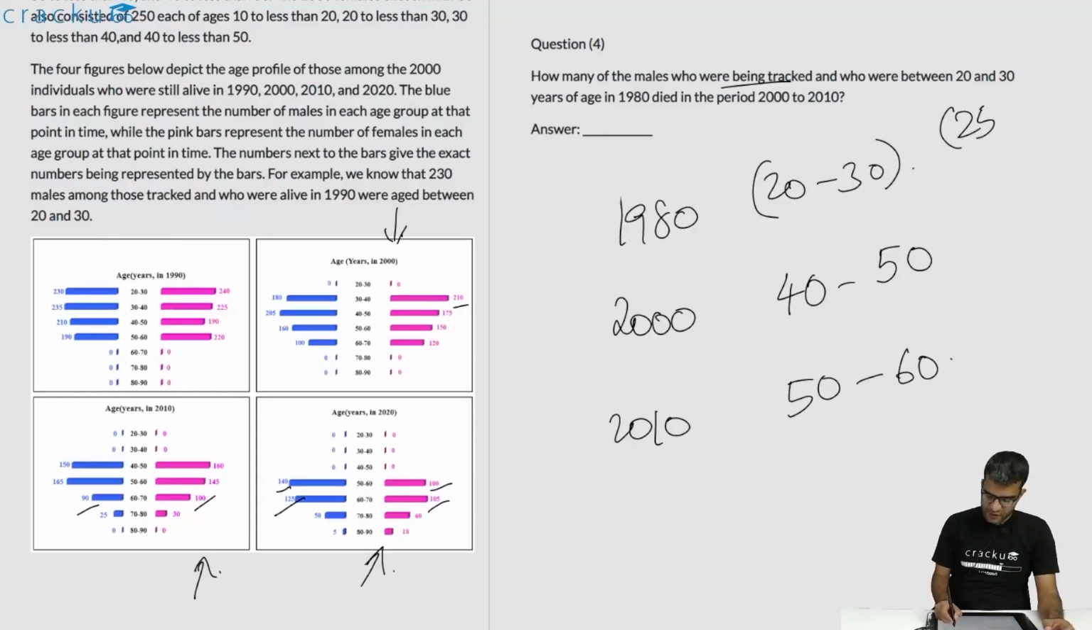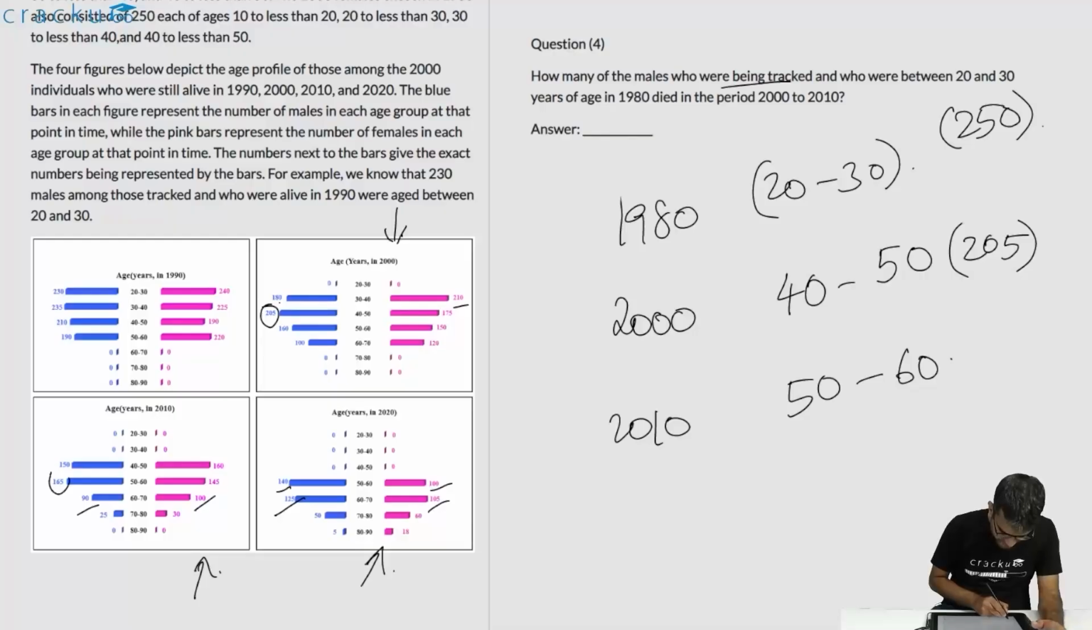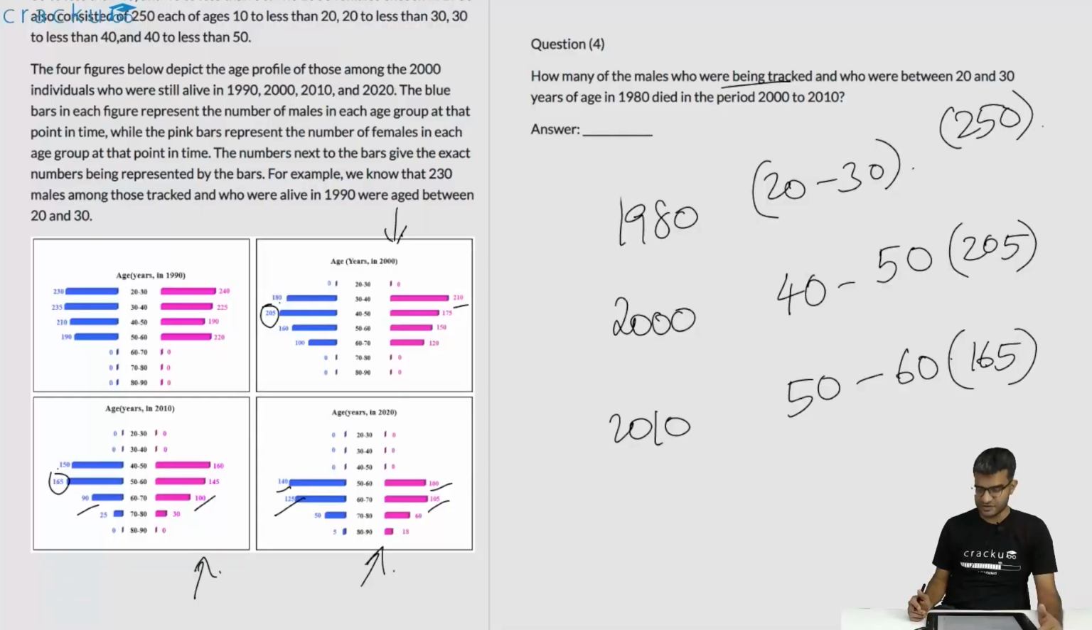In 1980, there are 250 of these guys alive, 250 men were alive. In 2000, between 40 to 50, we have 205. And in 2010, in 50 to 60, it is 165. So the number of men in this age bracket who passed away between 2000 and 2010 is 205 minus 165, which is 40.